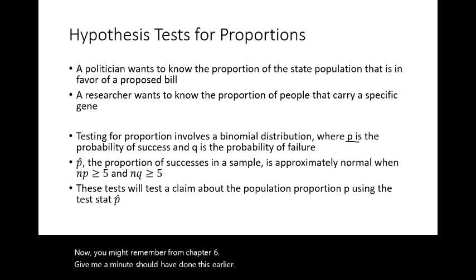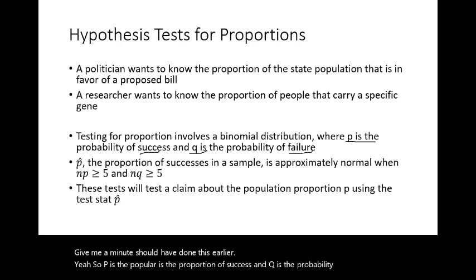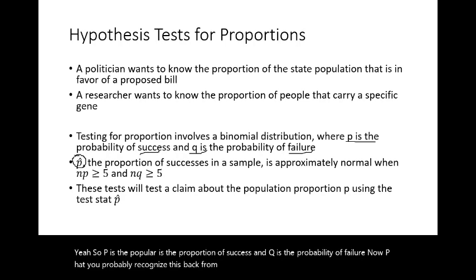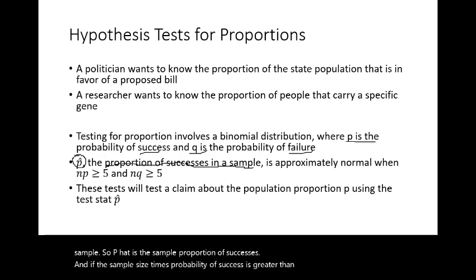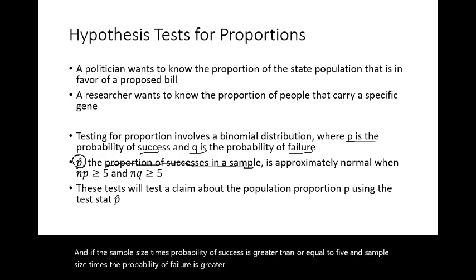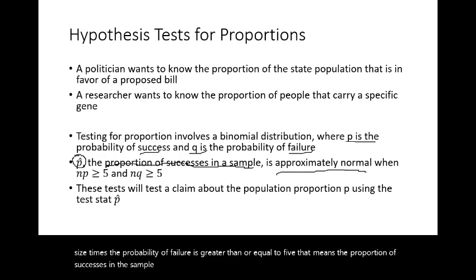So P is the proportion of success and Q is the probability of failure. Now, P hat, you probably recognize this from chapter 6. P hat is the proportion of successes in a sample, the sample proportion of successes. And if the sample size times the probability of success is greater than or equal to 5, and the sample size times the probability of failure is greater than or equal to 5, that means the proportion of successes in the sample is going to be approximately normal.